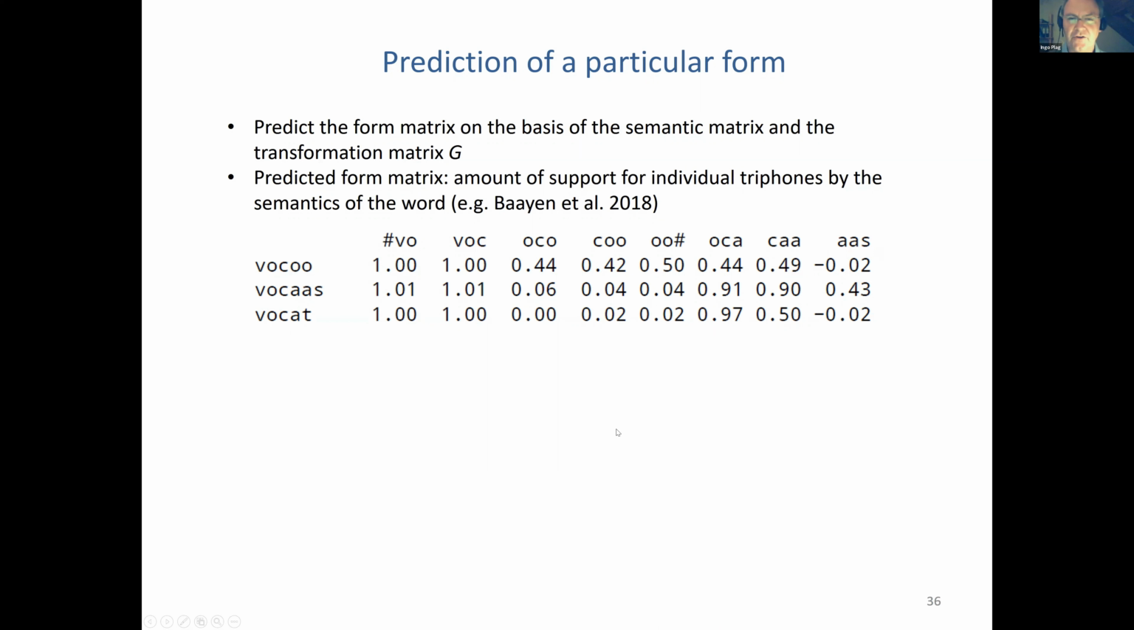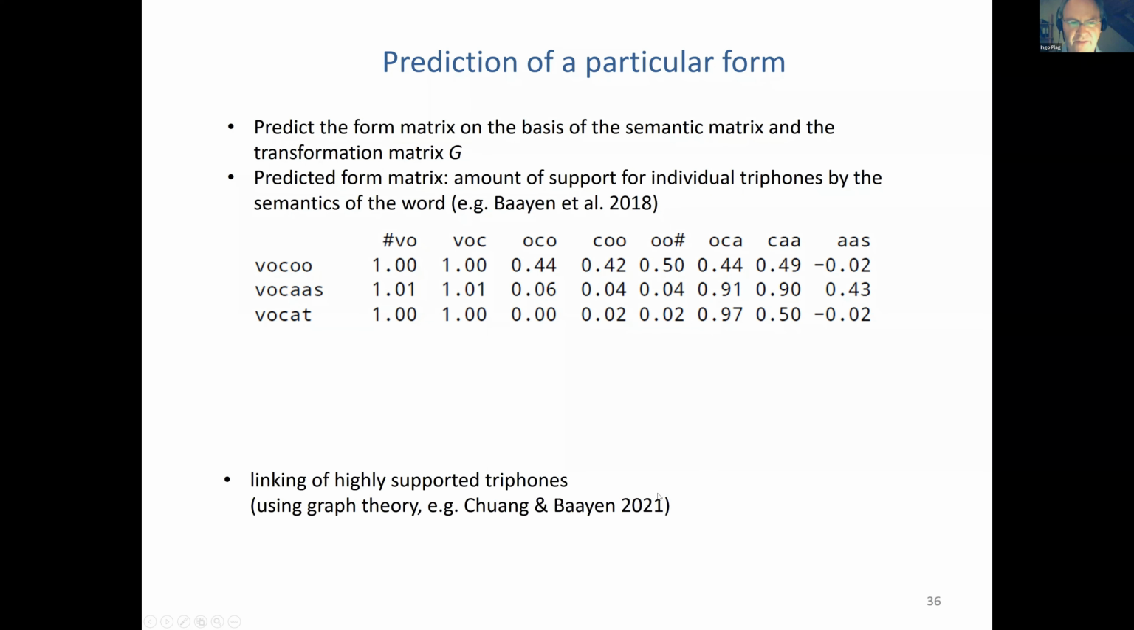Now, this shows you the support for the individual triphones by the semantics of the word, but it doesn't give you the word form itself. For that, you need to link the highly supported triphones in the right order. This can be done using graph theory, and this then yields something like this. This is not from the Latin data set because they didn't have a nice graph there.